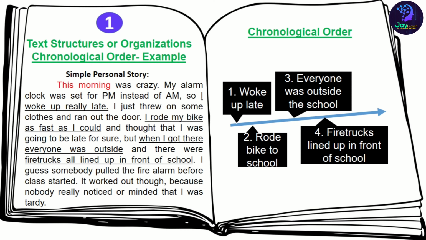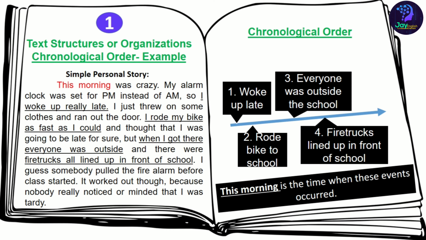different events to support why the morning was crazy for this person are arranged in a chronological order. Also, this morning is the time when these events occurred. So you can see here that we have the time, which is this morning. And these four events from number 1 through number 4 are arranged in a chronological order. So these are the events that happened in that morning.